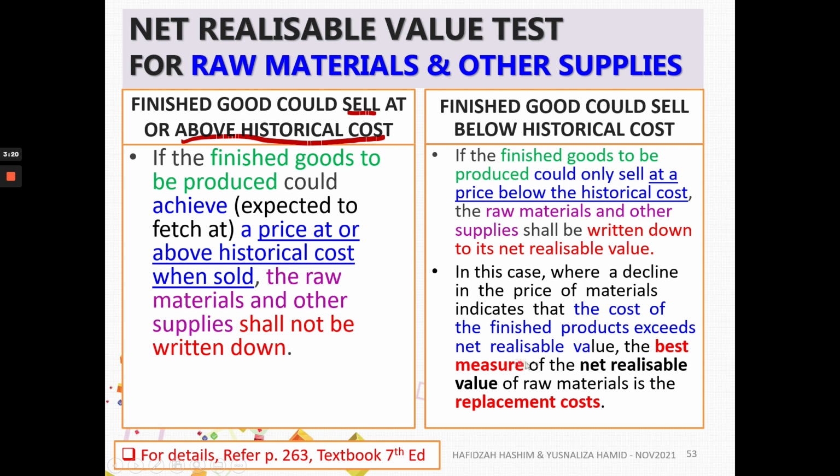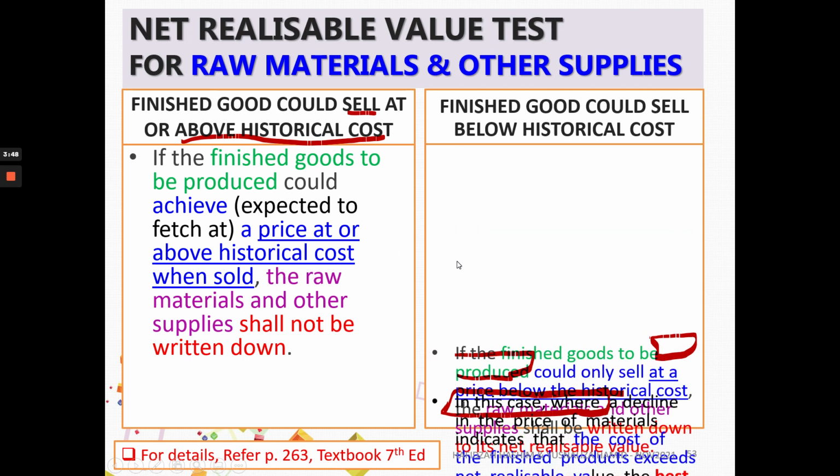So the best measure of the net realizable value for the raw materials that has been mentioned in MFRS 102 is the replacement cost. So if there is a replacement cost, the net realizable value will be measured at the replacement cost, as that is the best measure mentioned in the standard itself, paragraph 32.